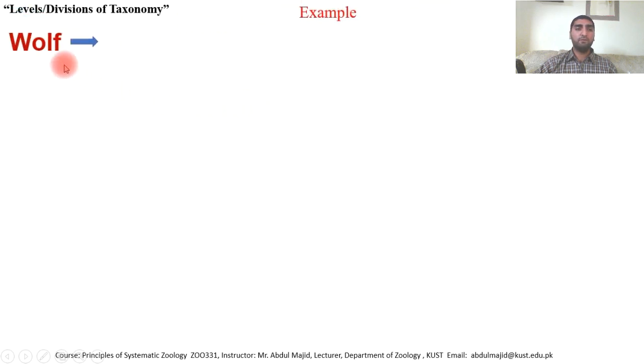Now let's take an example. For example, the wolf. Everybody knows it. The scientific name of wolf is Canis lupus. So let's start. If you have a wolf, Canis lupus, and you want to put it into higher categories, you are studying at higher levels, and that is macrotaxonomy.